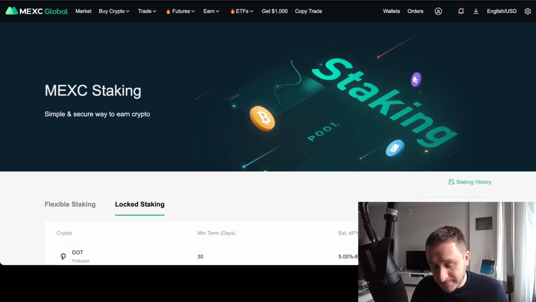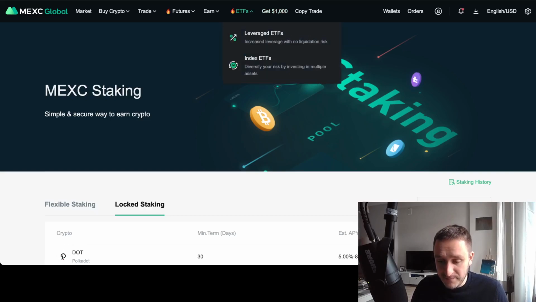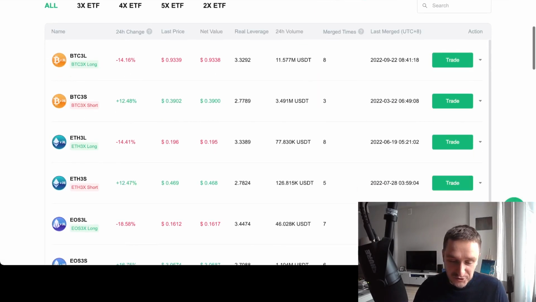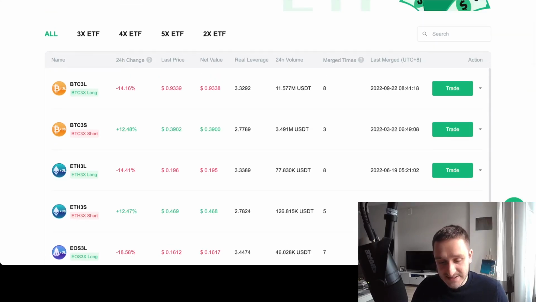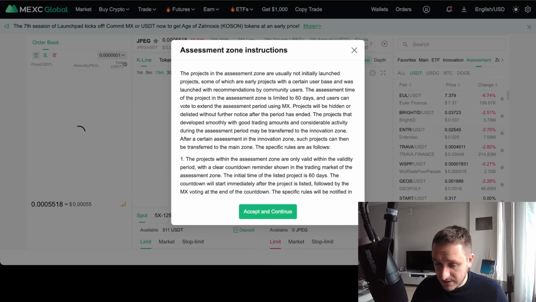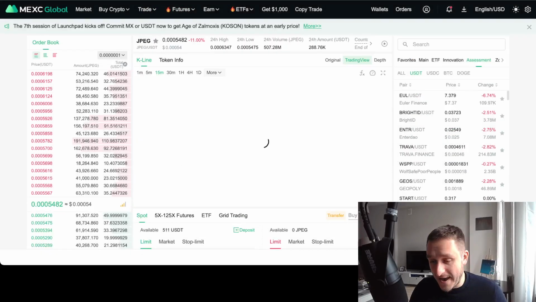Of course, it's up to the location. Staking is usually not available for people in the US, so you have to have that in mind. Apart from that, there's different things like leverage ETFs, where you can basically do spot trading but with leverage. Those are funny coins that are basically imitating BTC but 3x. So as if you were playing with 3x bitcoins, but it's spot, so you don't pay for having leveraged positions. Pretty interesting as well. And that's basically it for the basics of MEXC Global.